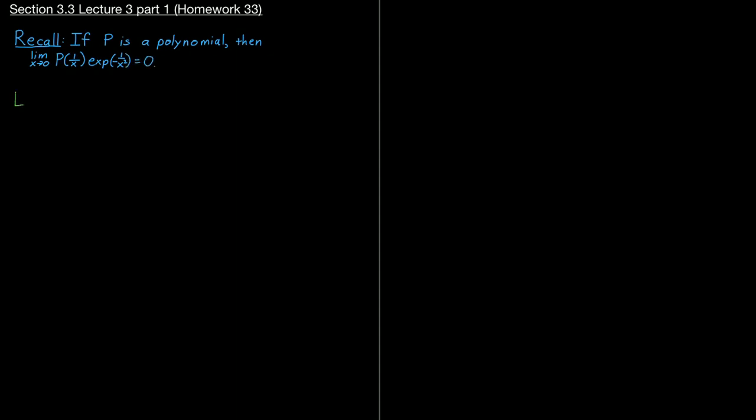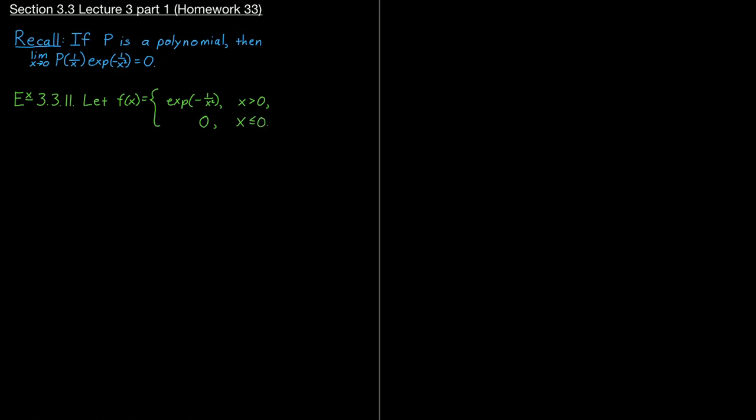So here is the example function that I have been talking about. Let f of x be a piecewise defined function. It's going to be exp, e to the power of negative 1 over x squared, if x is positive, and it is going to be 0 if x is negative.